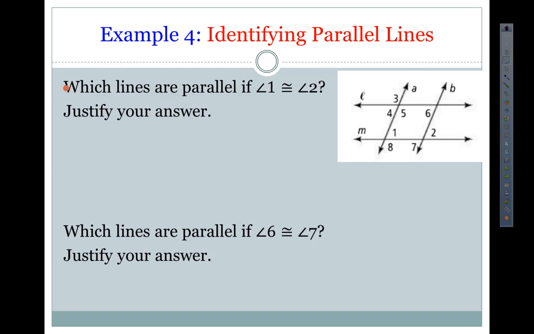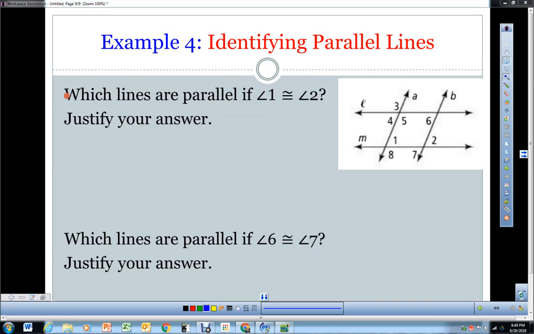All right, so let's take a look here. Which lines are parallel if angle 1 is congruent to angle 2? This is what a lot of your questions are going to be asked like. So you've got to determine which lines are parallel. Well, you have angle 1, which is right here, and angle 2, which is right here. This touches line A and line M. This touches line B and line M, so line M is in common in both, so that's our transversal.